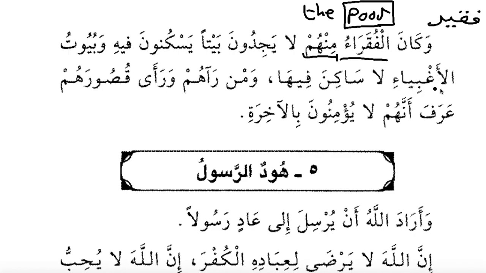أغبياء, it's not أغنياء. Well, I thought it would be أغنياء because that means the rich, الأغنياء, but it's أغبياء, the stupid. لا ساكن فيها, but there are houses of the stupid. لا ساكن فيها, that there is no sakin, there is no liver.